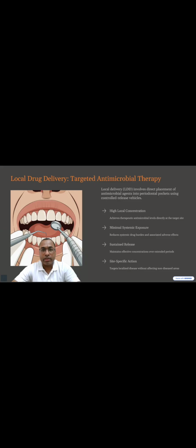It basically involves direct placement of antimicrobial agents into periodontal pockets using controlled release vehicles. The advantages are high local concentration at the target site, minimal systemic exposure, sustained release, and site-specific action, since it targets localized disease without affecting non-diseased areas.